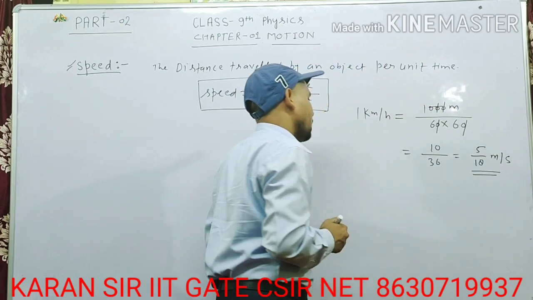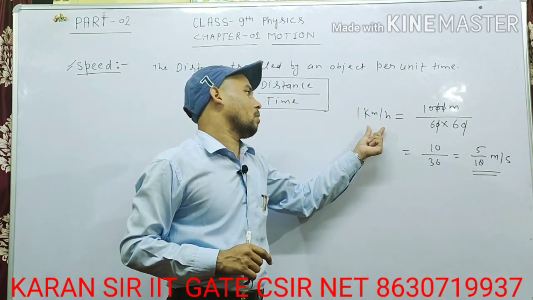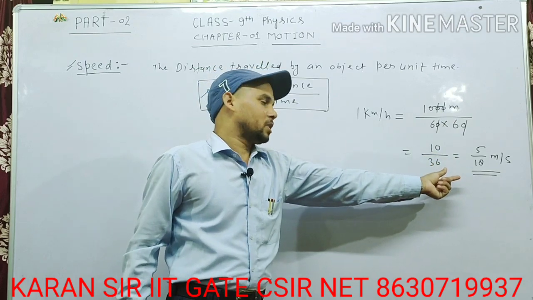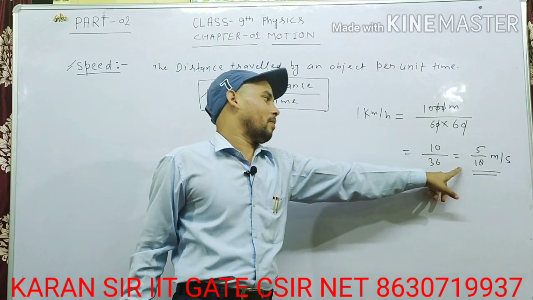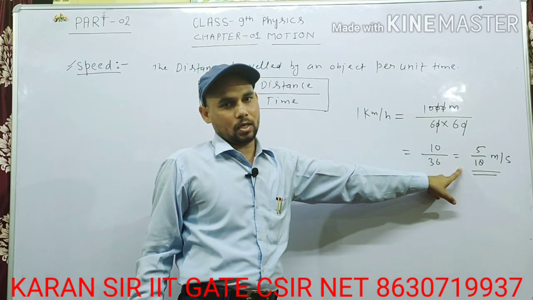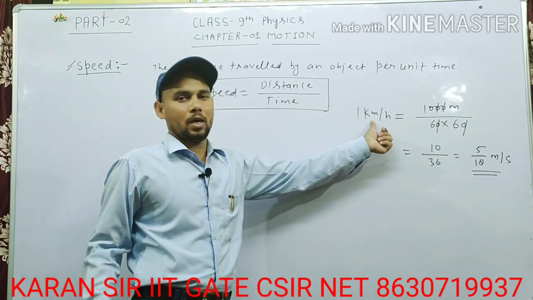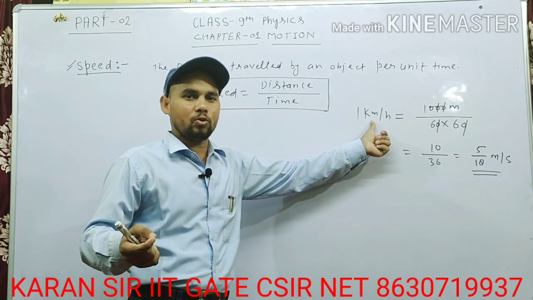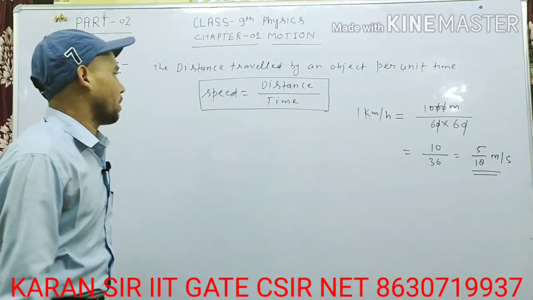Okay, understand? So how can you convert kilometer per hour to meter per second? If there is 1 kilometer per hour, it is 5 upon 18 meter per second, right? If you have to convert kilometer per hour into meter per second, you simply multiply the kilometer per hour by 5 upon 18.